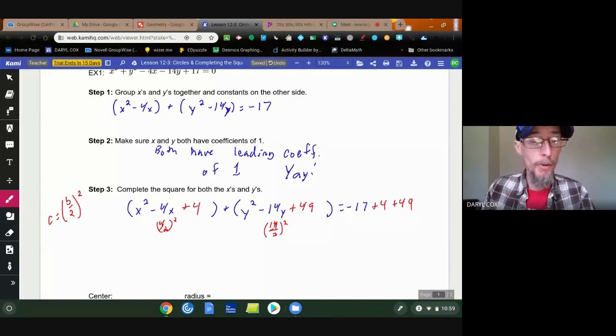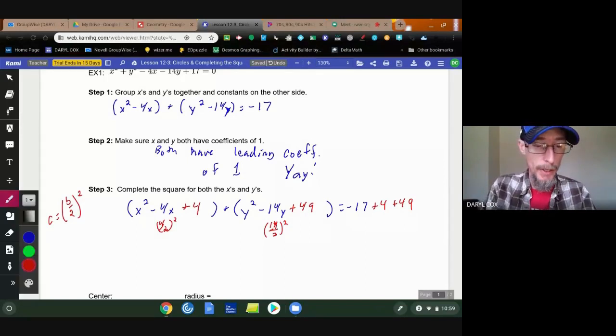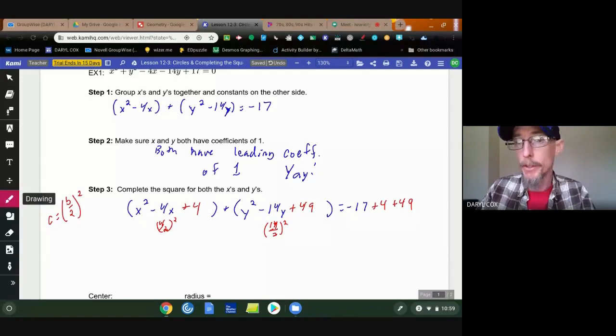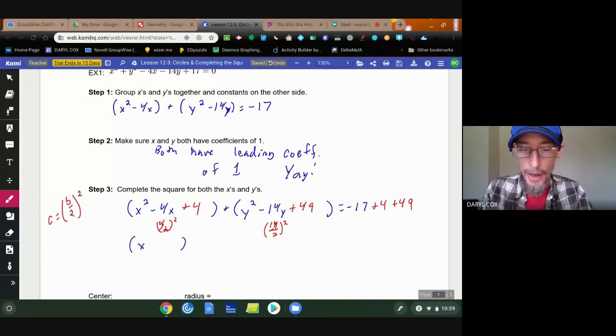At this point, we're now ready to do our factoring. So the factoring is just like what you did last night. We're going to take all of this, I'm going to break that up into a parentheses. Square root of 4 is 2.